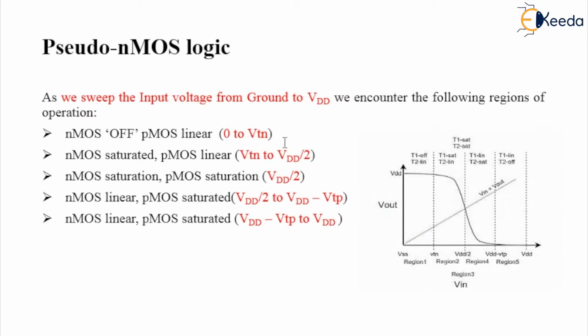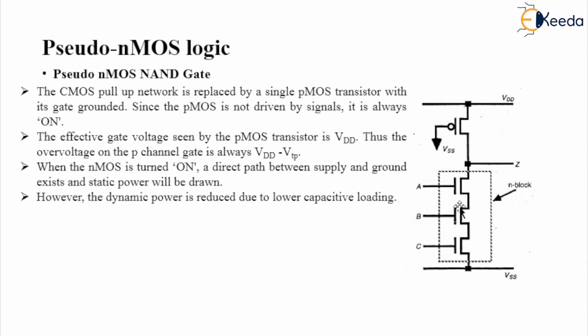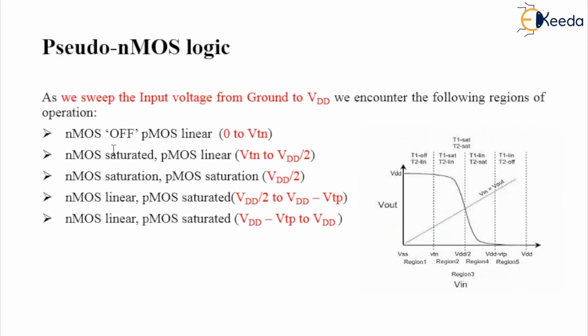Going to region 2, when the voltage is between VTN and VDD by 2, observe carefully: it exceeds the threshold voltage of the N channel, so definitely it will be activated. That is why this NMOS goes to saturation and the PMOS will be in linear mode. We have already studied all these cases in our previous videos also.